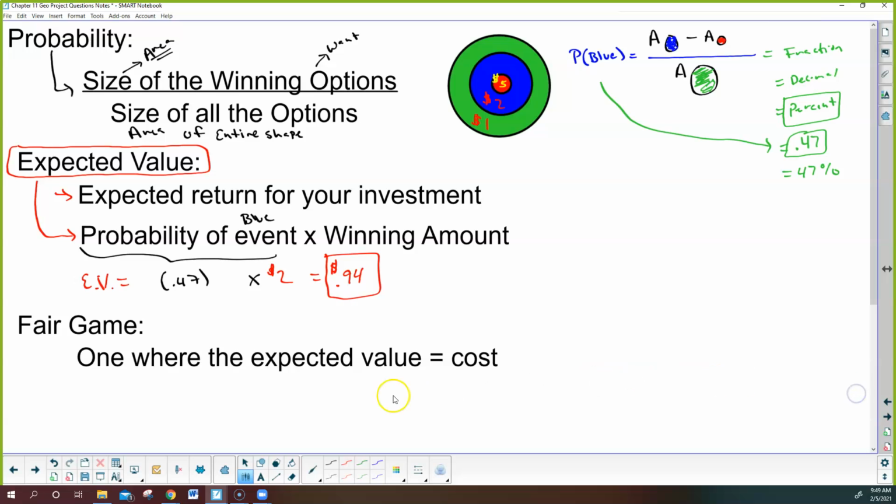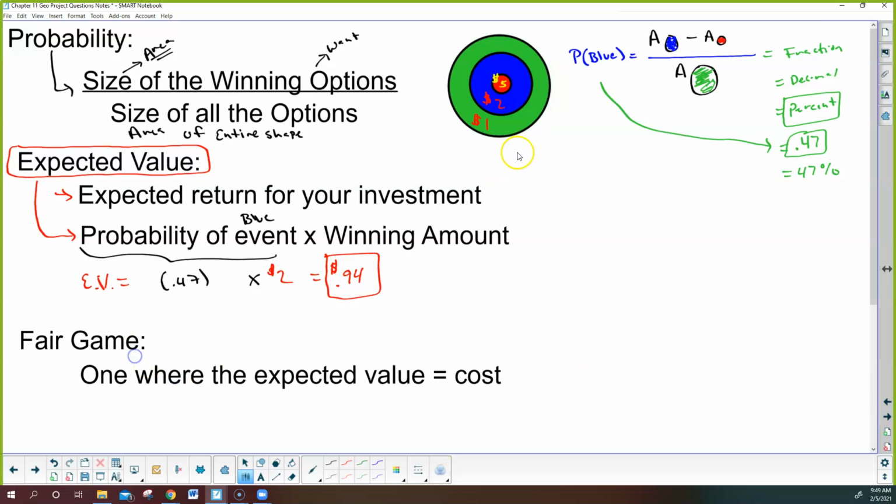Okay, but then the question is, is this a fair game? Well, if I removed the options here of winning $1 and $5, and the only way you could win this game was hitting the blue, and you paid $2 but you expected to get 94 cents back, that's not fair for the person playing the game. That would be kind of a carny game where they would be ripping you off, right? So what is a fair game? A fair game is where the expected value is equal to the cost of the game.